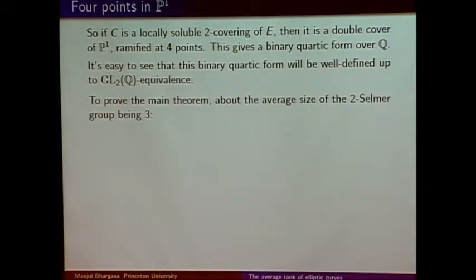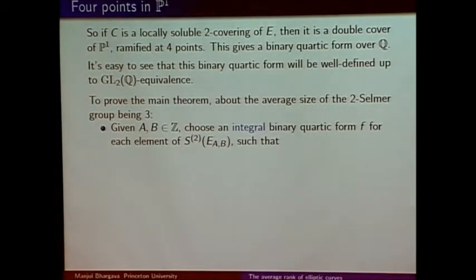So to prove the main theorem about the average size of the 2-Selmer group being 3, here's what we do. Given A and B, the A, B for an elliptic curve E_AB, so A and B are minimal at all primes. Given such an AB, you choose an integral binary quartic form for each element of the 2-Selmer group of E_AB. We know that there's a rational one corresponding to each one. We choose an integral model for each such rational equivalence class of binary quartic form that corresponds to that 2-Selmer element.